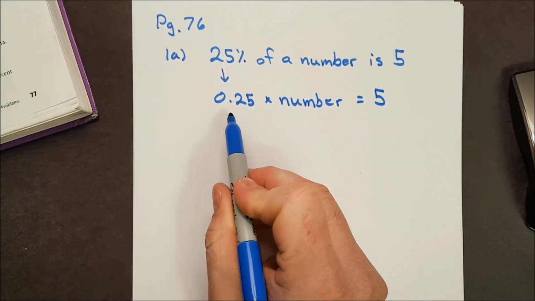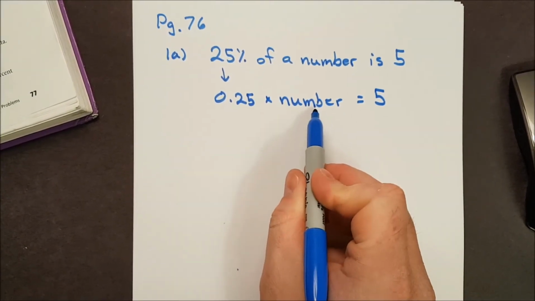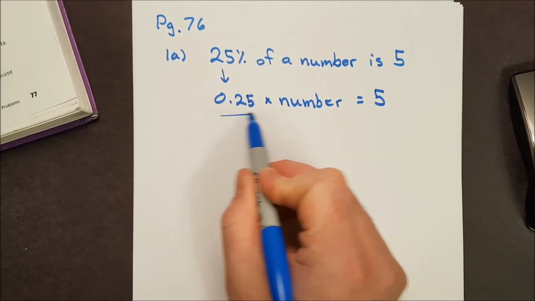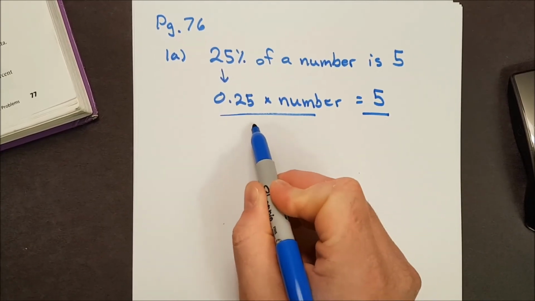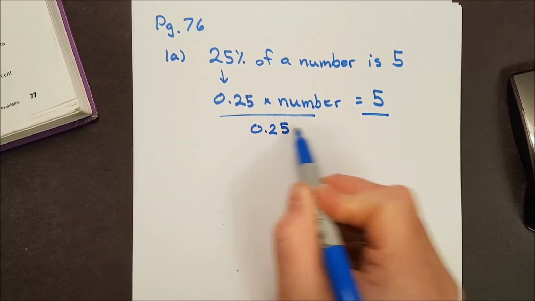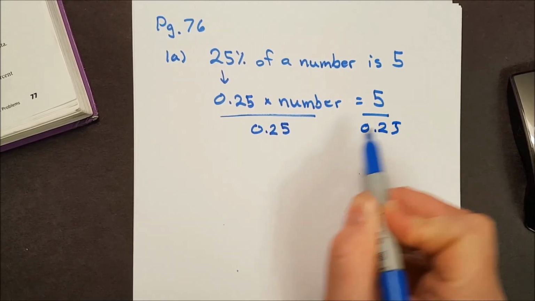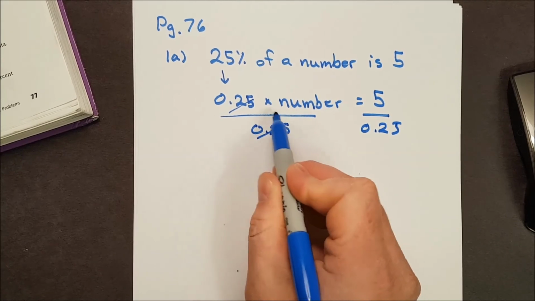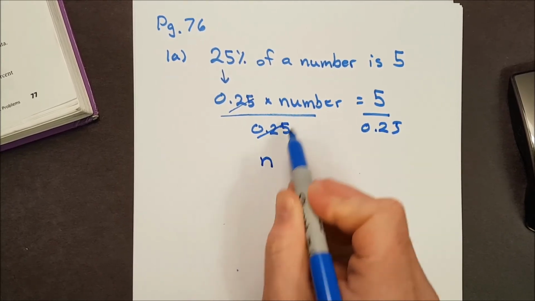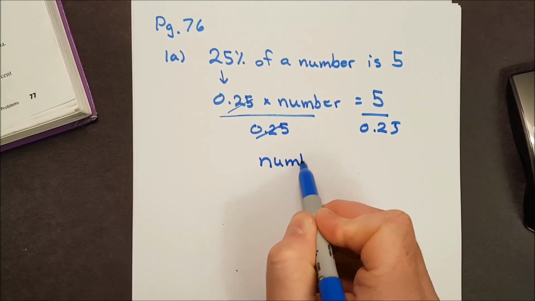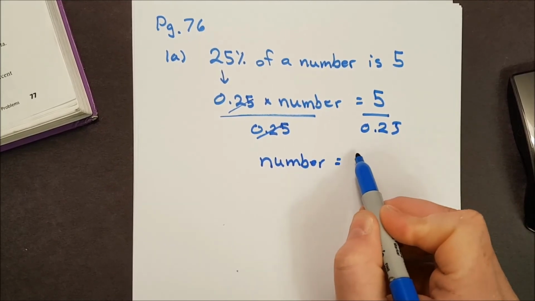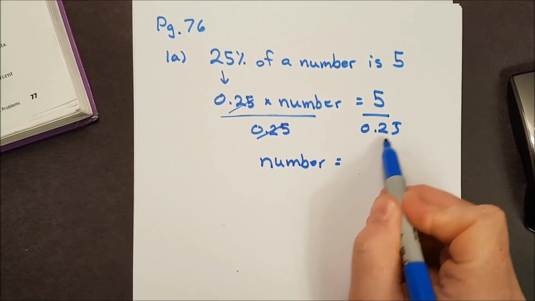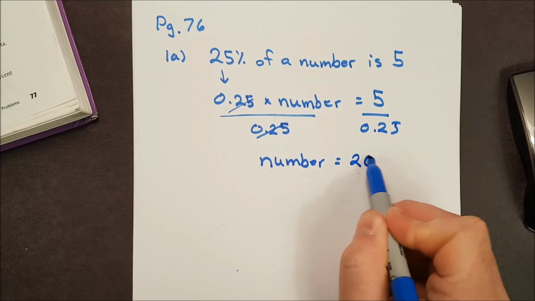So let's use the balance model. Let's isolate the number. So let's divide each side by 0.25. And 0.25 divided by 0.25 is 1. So we have number equals 5 divided by 0.25 equals 20.